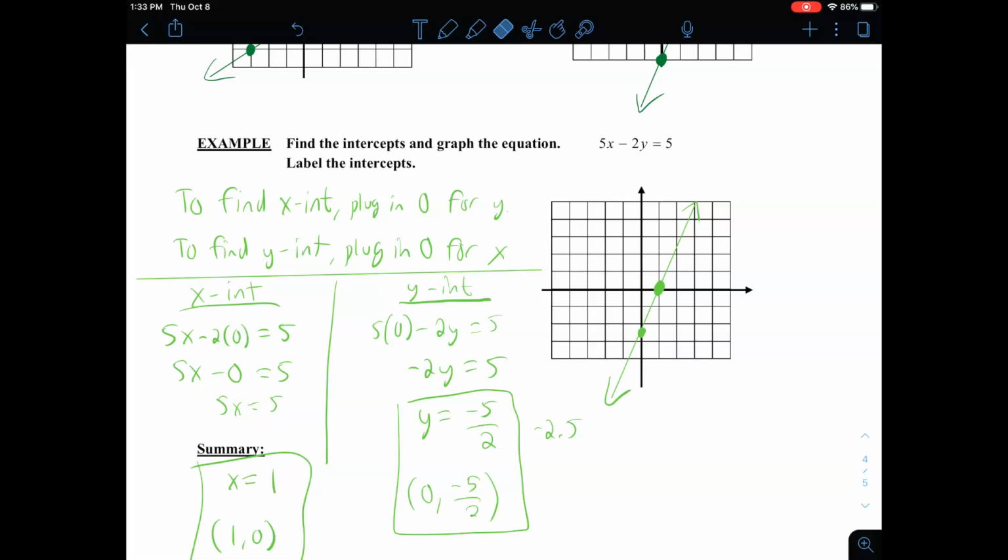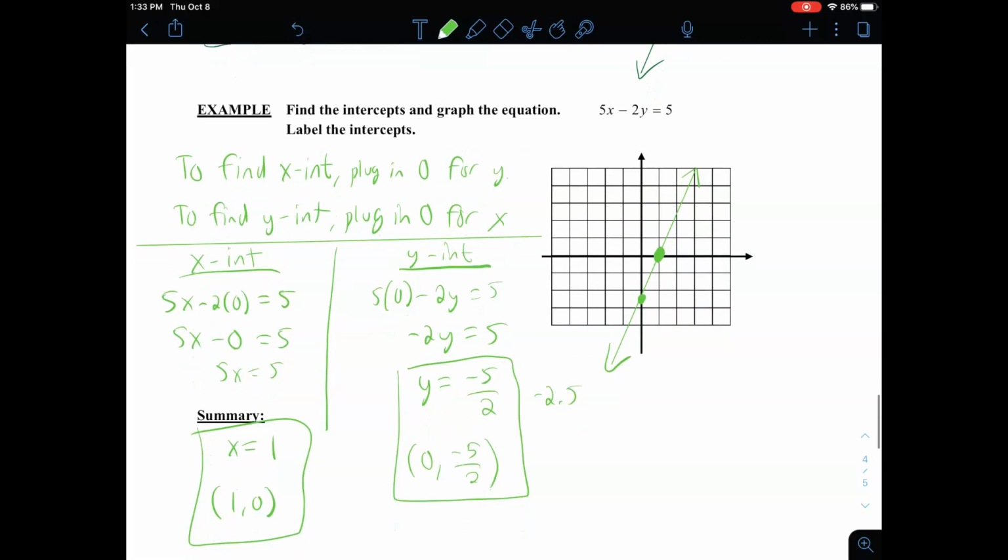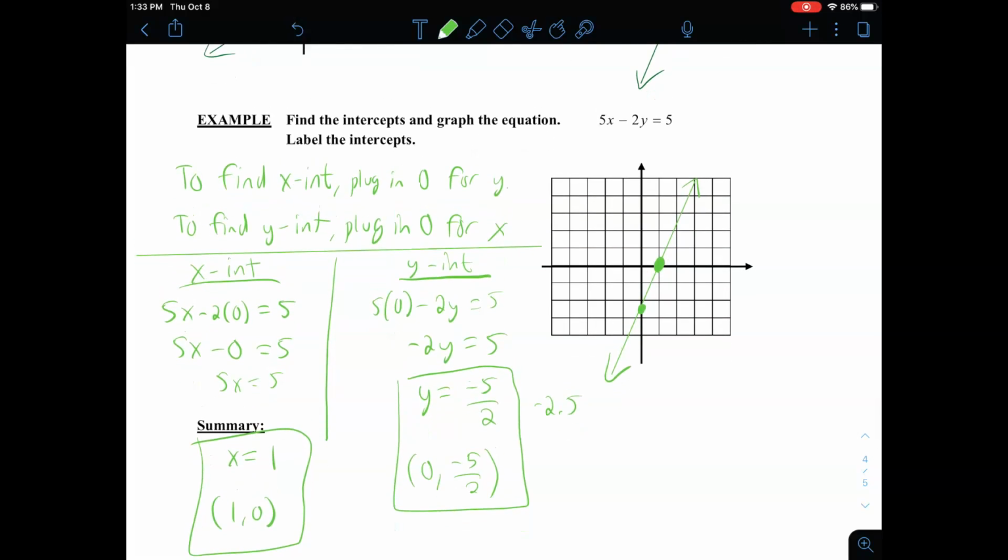You could also have solved for y by subtracting 5x and getting the y-intercept by itself here, but getting y by itself is going to make it really hard to figure out the x-intercept. So it's actually a good idea to solve it this way by plugging in 0 for the opposite value that you're looking for. Okay?